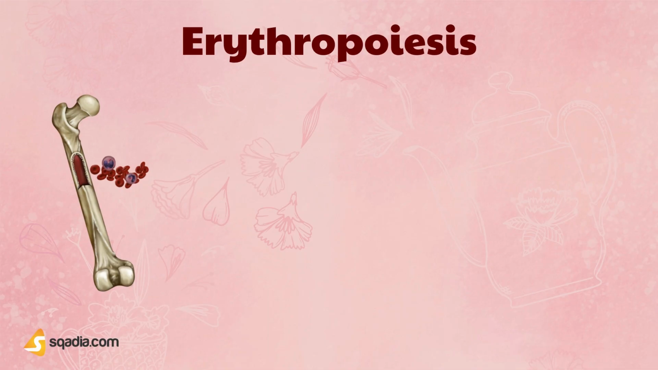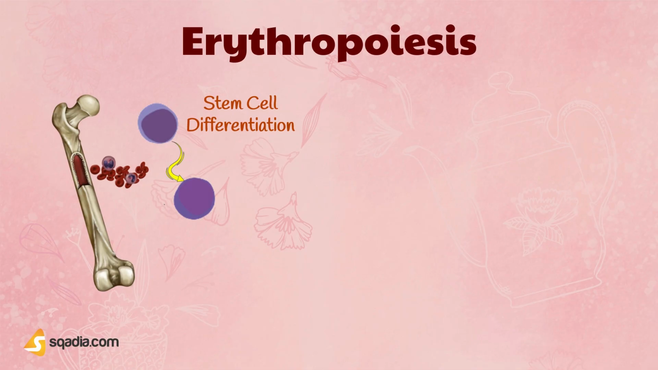The first and foremost step is stem cell differentiation. The process begins with hematopoietic stem cells in the bone marrow. These stem cells have the ability to differentiate into various types of blood cells, including erythrocytes. Under the influence of specific growth factors and hormones, such as erythropoietin, EPO, the stem cells commit to the erythroid lineage.